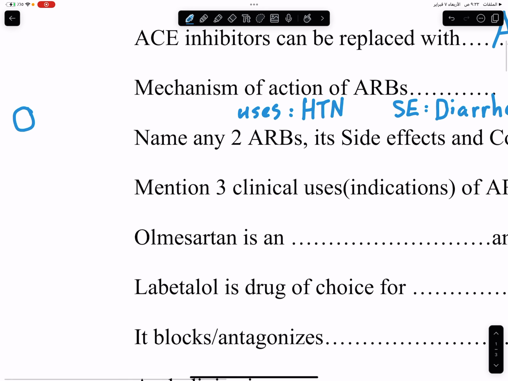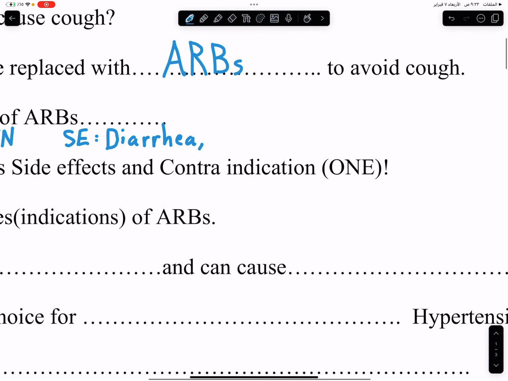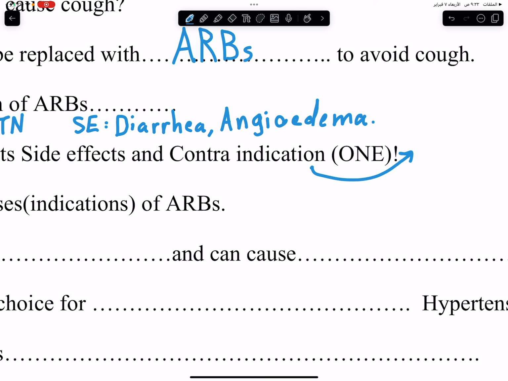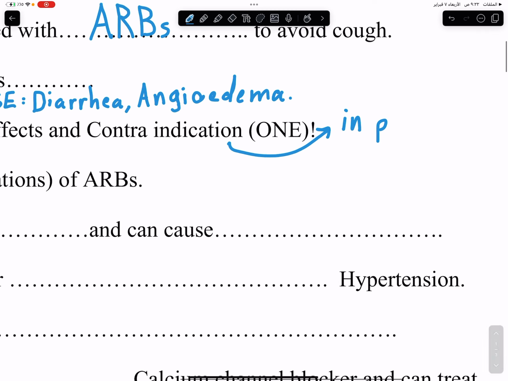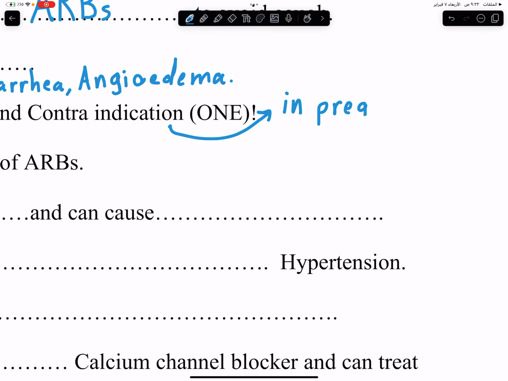The same. So what is the same? Hyperkalemia or angioedema. Okay. So diarrhea is different. Rest, angioedema and hyperkalemia are the same, but it doesn't cause cough. Dry cough is not there. Okay. What is the contraindication? Where we should not use it? Pregnancy. Pregnant women. Good.